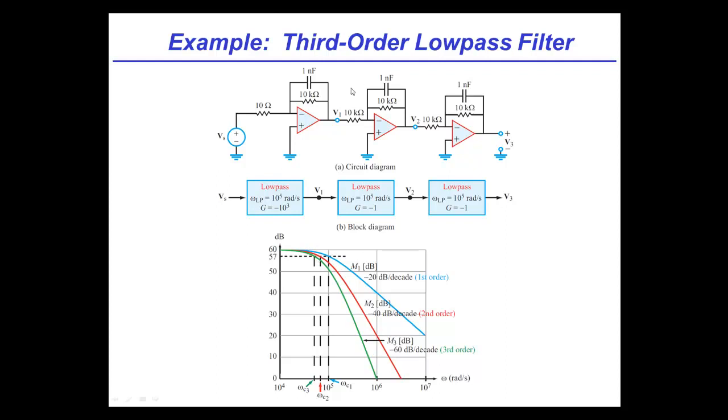I got it. Okay, so if I was just using V1 as my output, I would have a low-pass filter that would roll off at minus 20 dB a decade. But now with 2 of them, it's rolling off at minus 40, and with 3 of them, it's rolling off at minus 60.